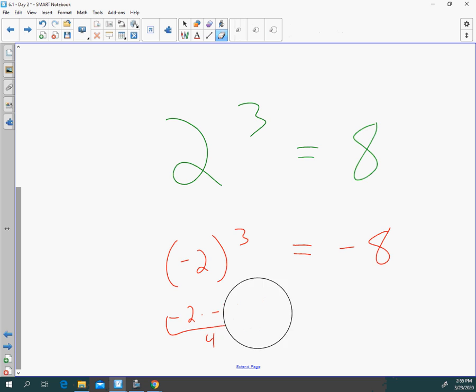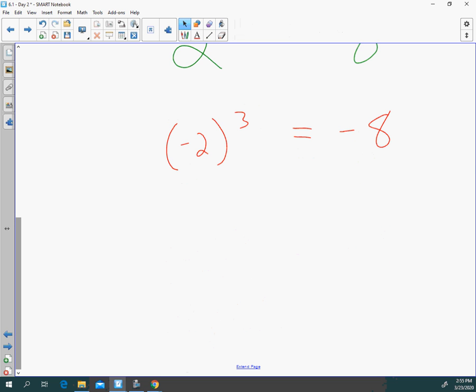I'm going to trick you on this one. Let's say I had negative 2 to the third, without parentheses. That means this piece first, which is 8, and then that negative drops down. You get negative 8.